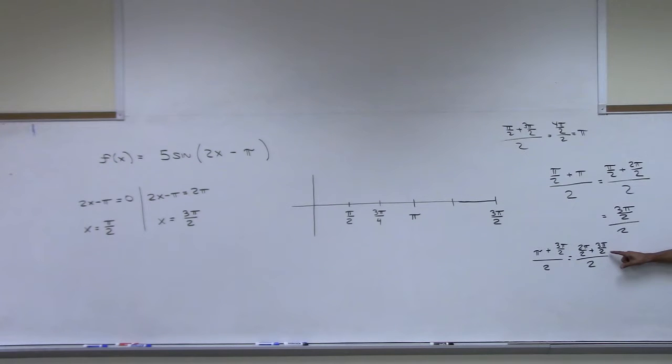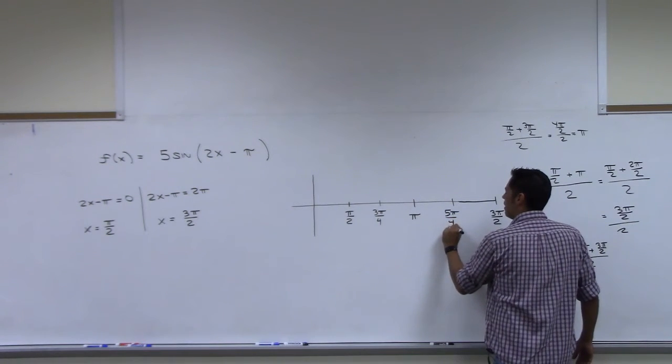So this numerator is going to be what? 5 pi over 2, but then divide that by 2 again, you get 5 pi over 4. Is that enough detail there? Is that okay? Yes? Okay. So 5 pi over 4.